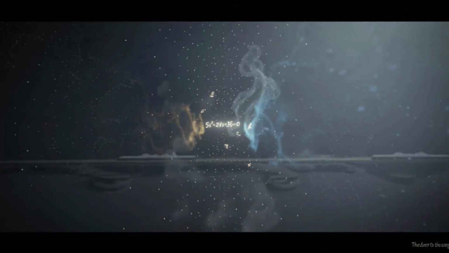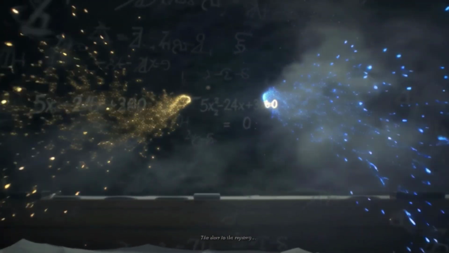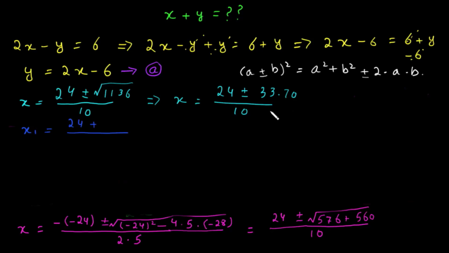First I will take values with plus, that is x sub 1 will be equal to 24 plus 33.70 approximately, divided by 10. This one will give us 57.70 divided by 10. When this 57.70 is divided by 10, we will have a value of 5.77.